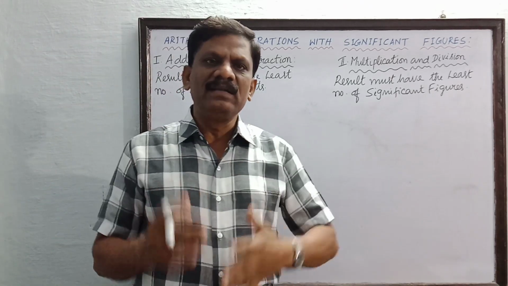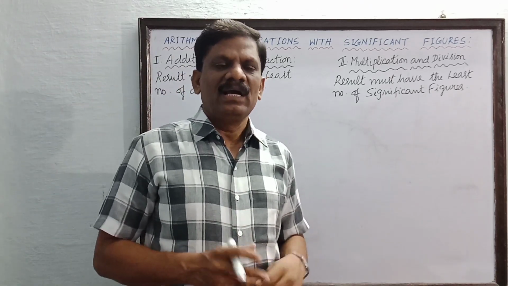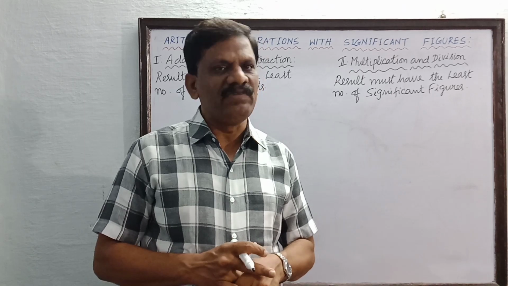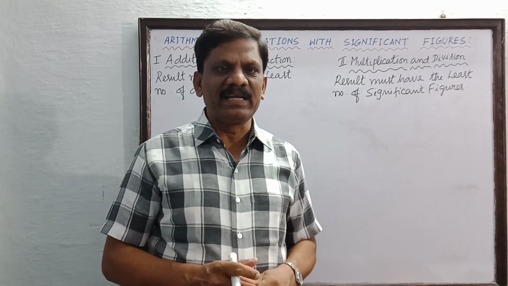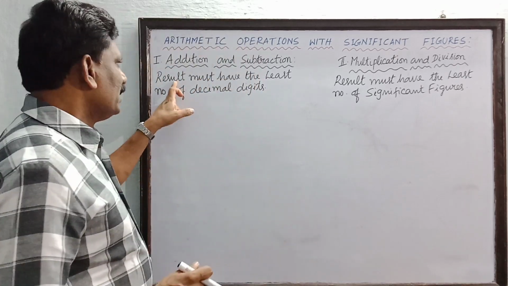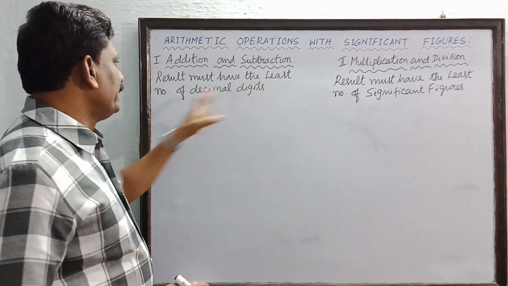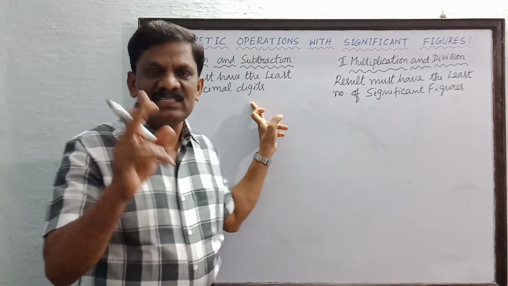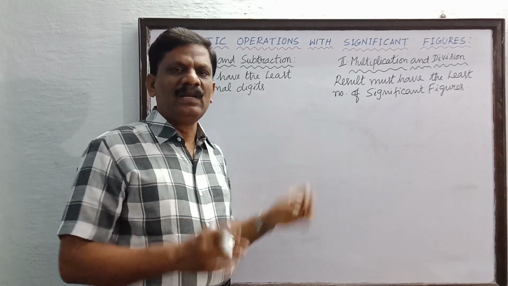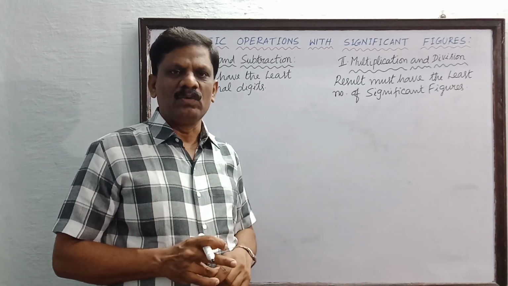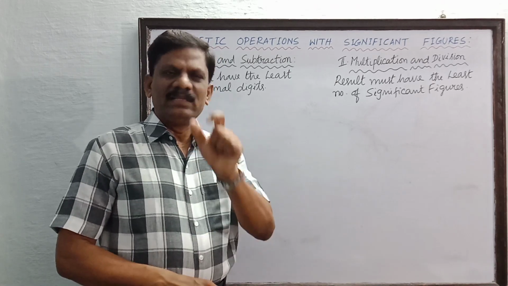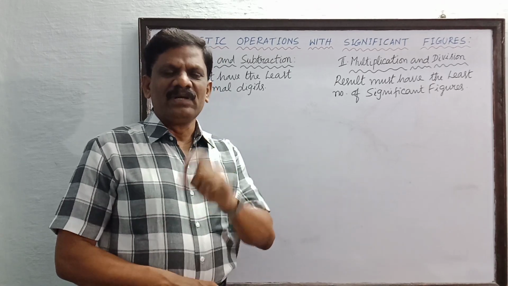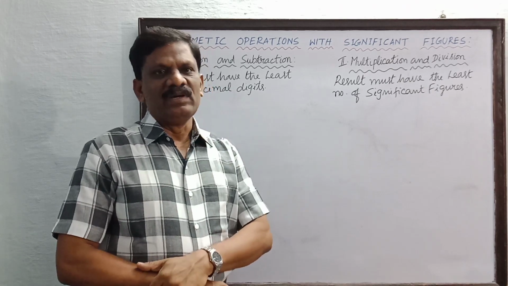So when we add some decimal numbers having different number of significant figures and different number of decimal digits, some result we attain, is it not? The result must have the least number of decimal digits. So after the decimal, how many digits we have to find out in the numbers which we are adding, and we have to retain the minimum number, the number which is having the minimum decimal digits.